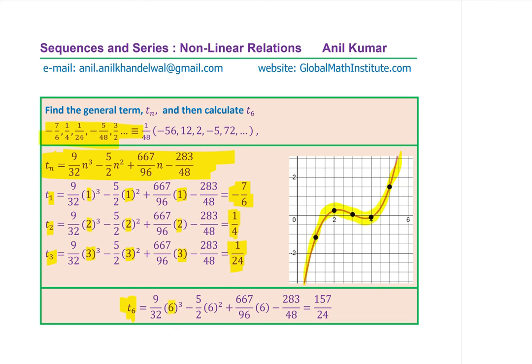Well, substitute 6 for n. When you substitute 6 for n, then you have these four terms, combine them, use the calculator, get your answer. So the sixth term for us is 157 over 24, right? So we do get answer, which is 157 over 24, correct?